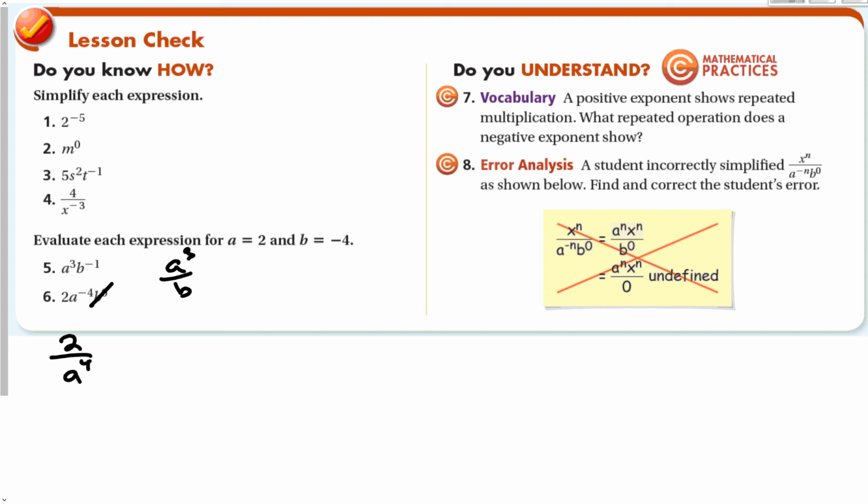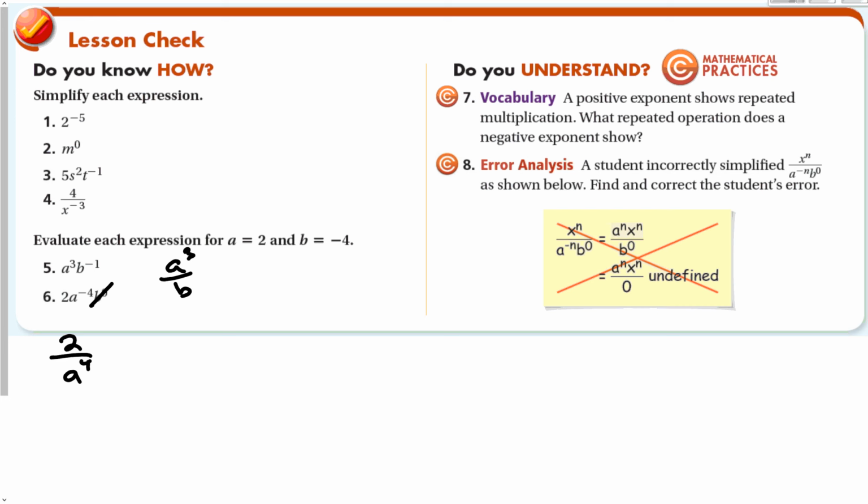For 7, a positive exponent shows repeated multiplication. What repeated operation does a negative exponent show? Repeated division, we could kind of say. Or basically just repeated multiplication with a fraction, same thing.